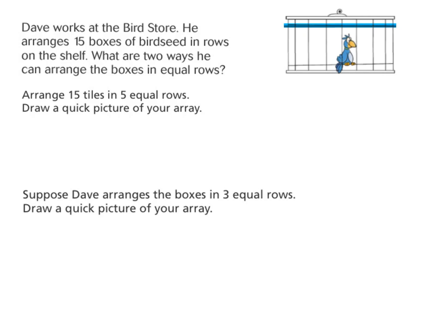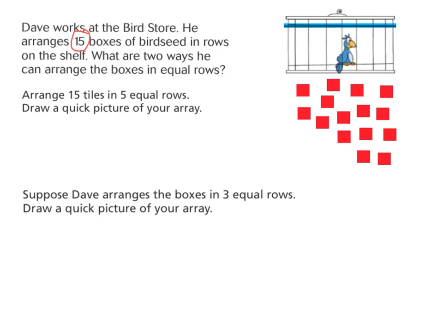Let's take a look at this example. Dave works at the bird store. He arranges 15 boxes of birdseed in rows on the shelf. What are two ways he can arrange the boxes in equal rows?